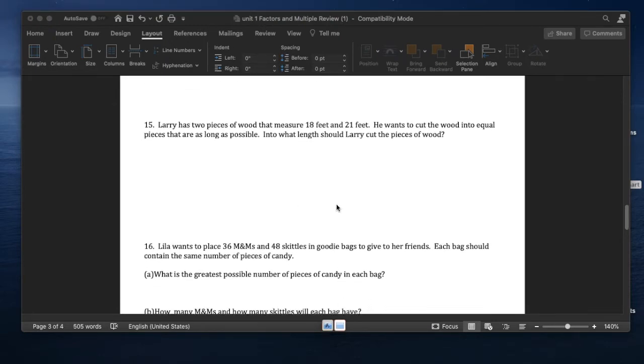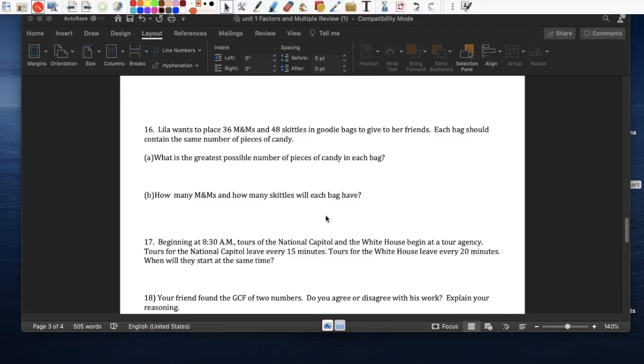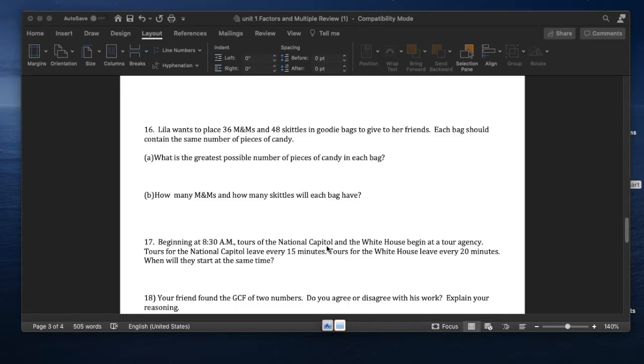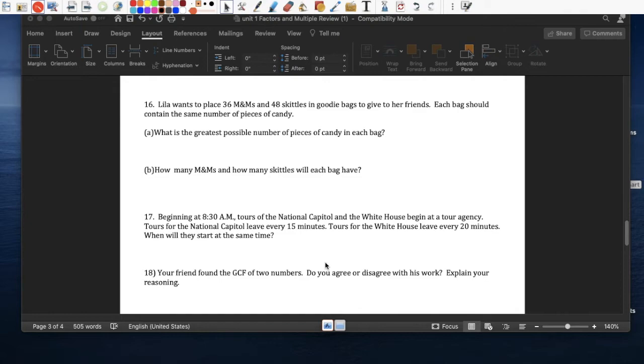Six. Sorry. Leela wants to place 36 M&Ms and 88 Skittles in goodie bags.